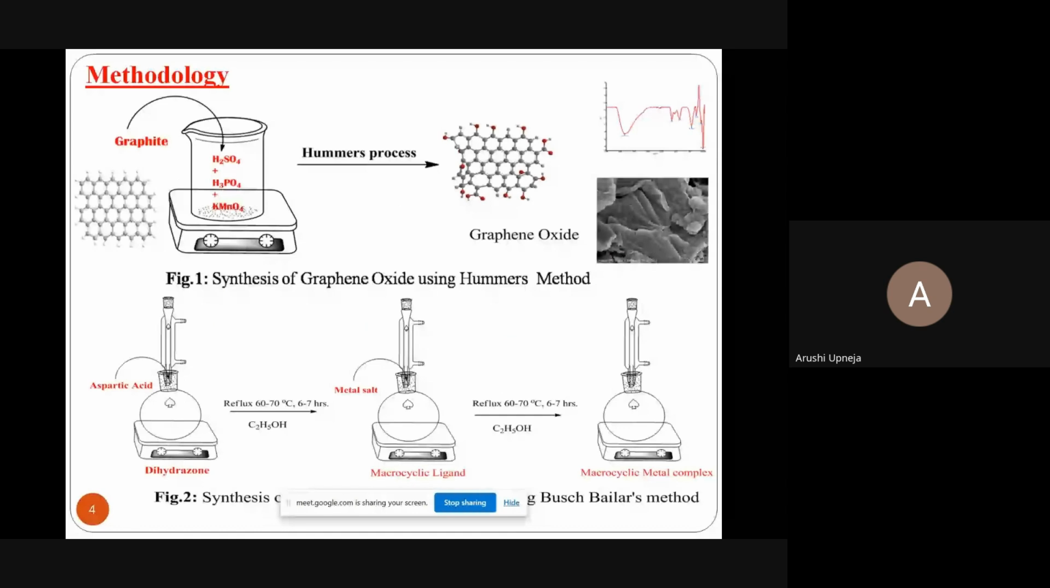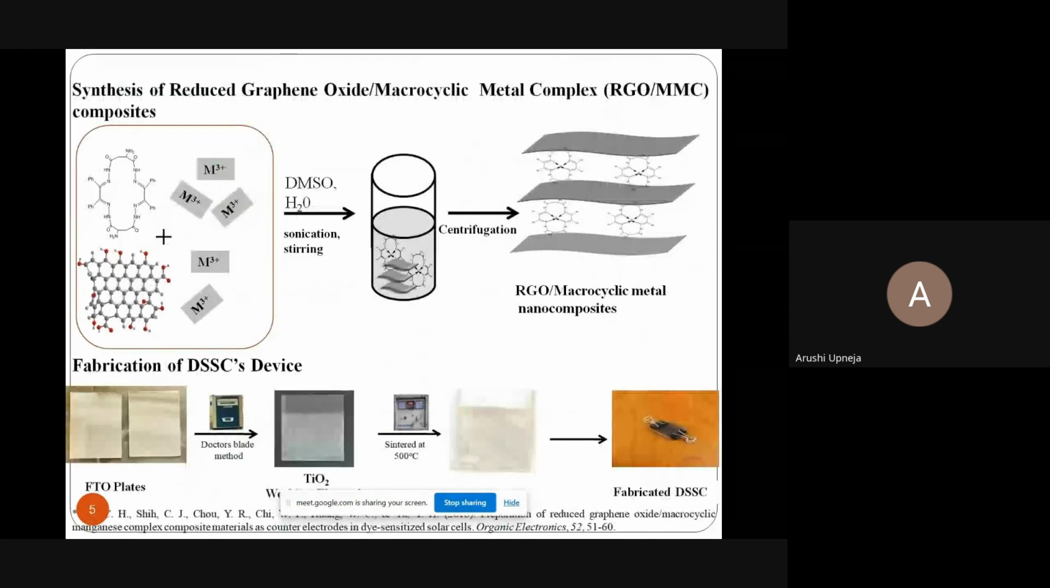For the preparation of graphene oxide, Hummers' method was followed. For the preparation of the macrocyclic metal complexes, Busch's method was opted, in which a dioic compound was refluxed with the dihydrazone, followed by the mixing of cerium chloride in it. These metal complexes were grafted over the surface of the graphene oxide by refluxing the two.